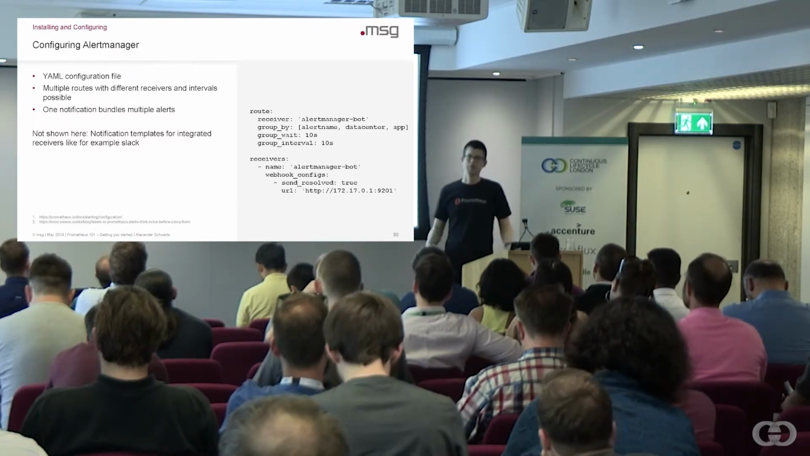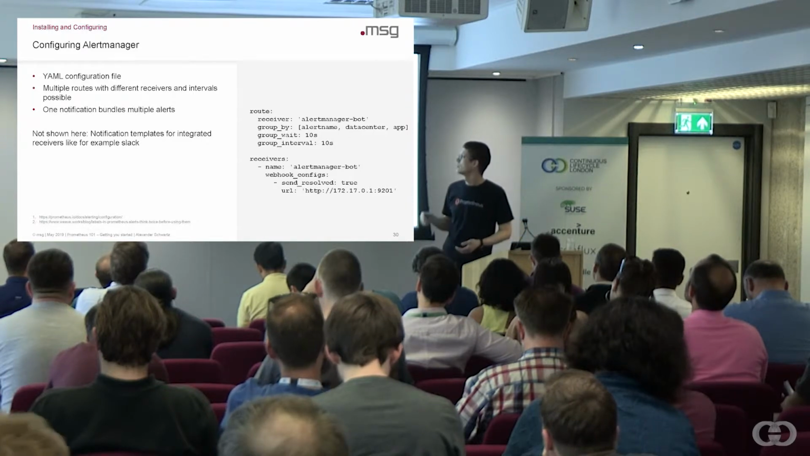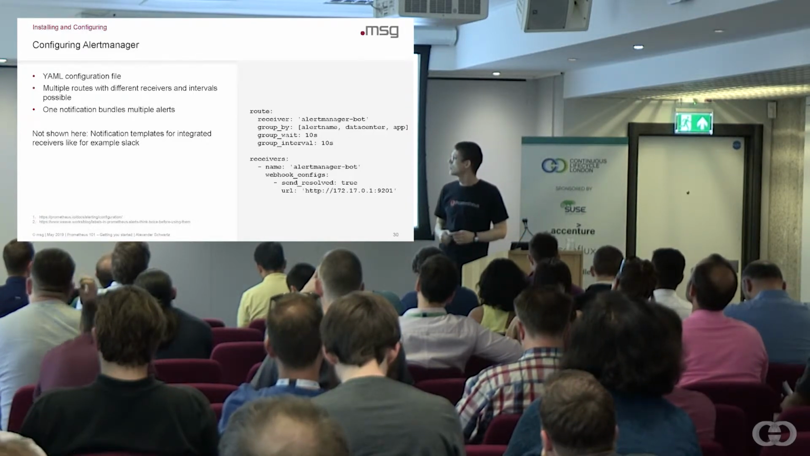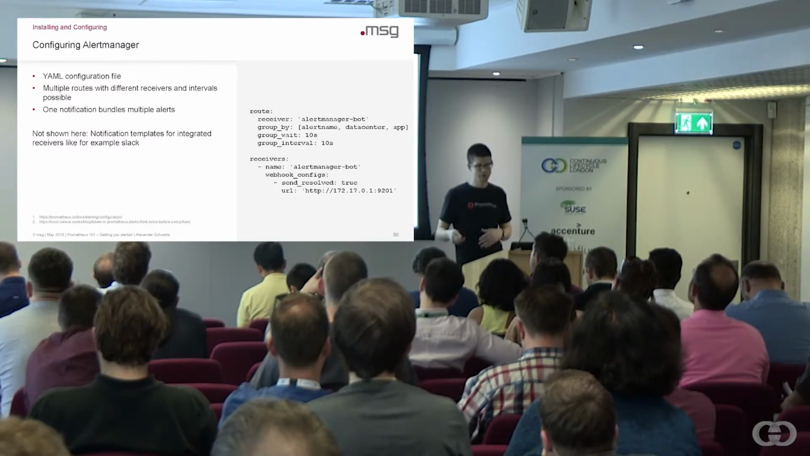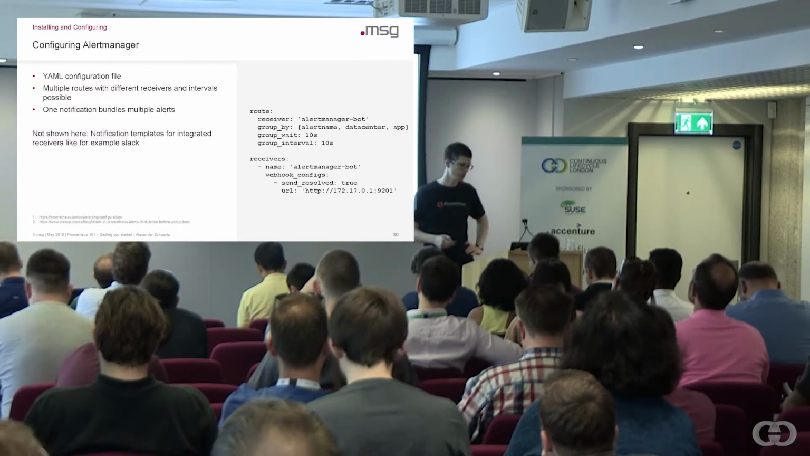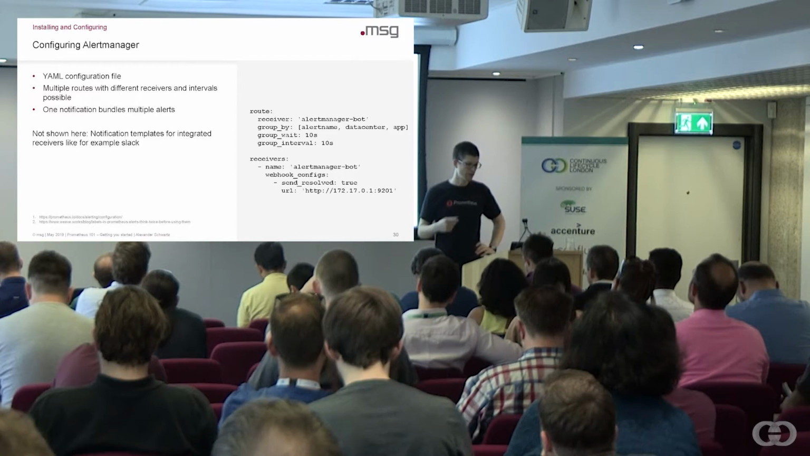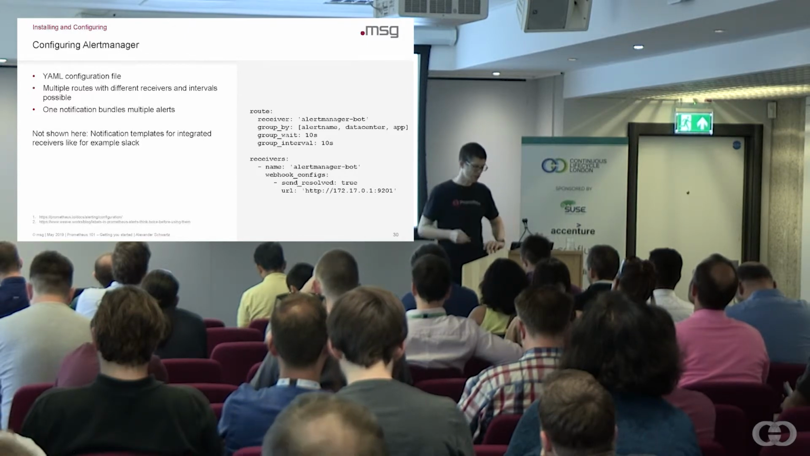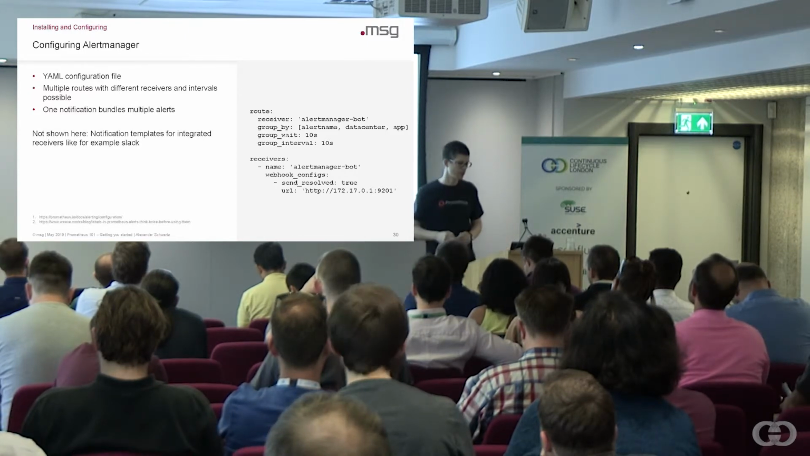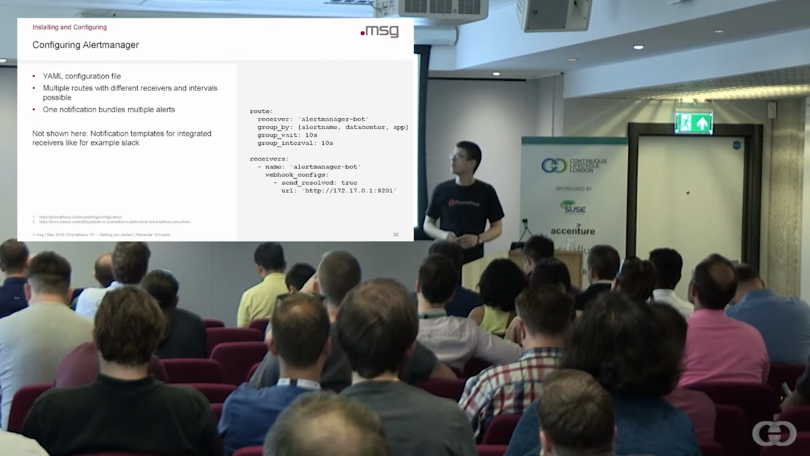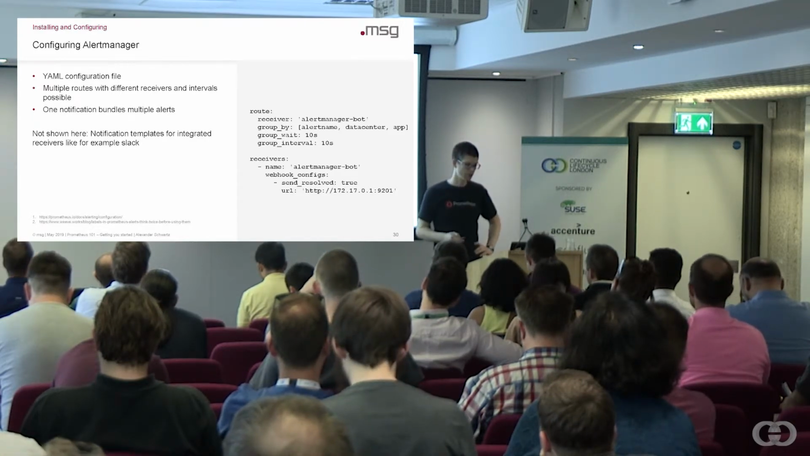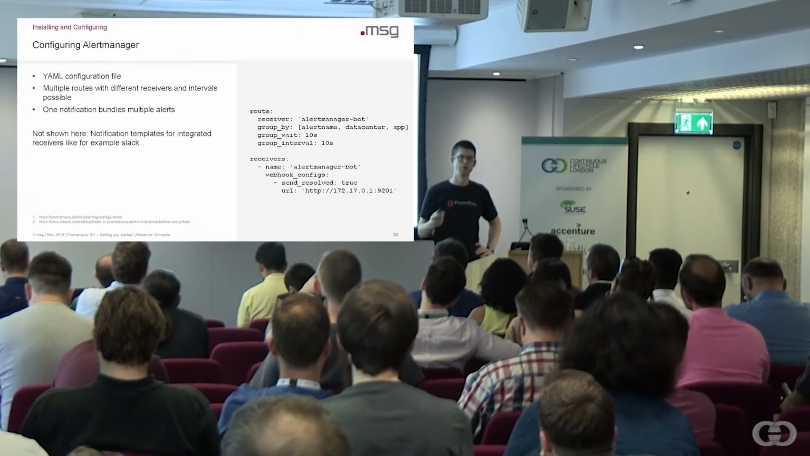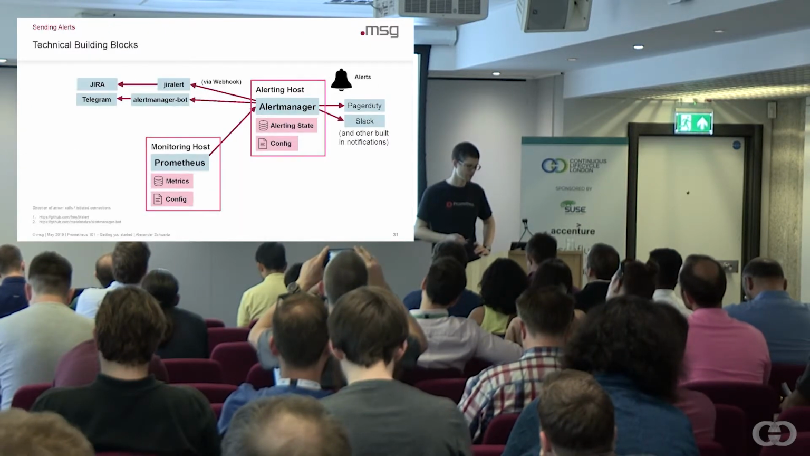Configuring Alertmanager is just another YAML file. You define some routes where to send the alerts to. You can define multiple routes, multiple receivers. You can notify by Slack and Telegram and whatever. And the thing is, Alertmanager will bundle alerts, and that might come as a surprise at some point. I'm not showing the alert templates here. That's something you probably need to configure to have proper alert templates for Slack or whatever you're using.